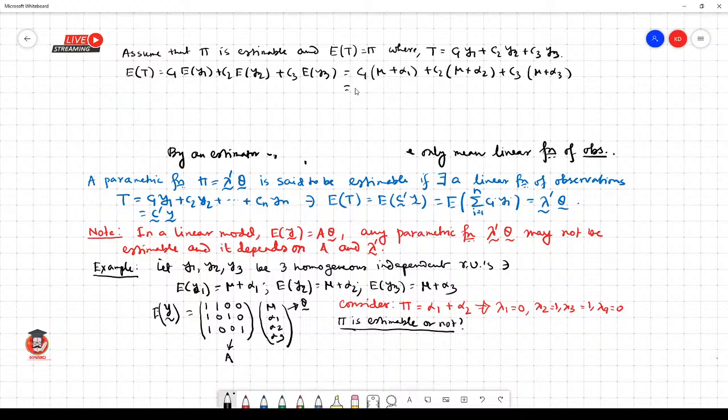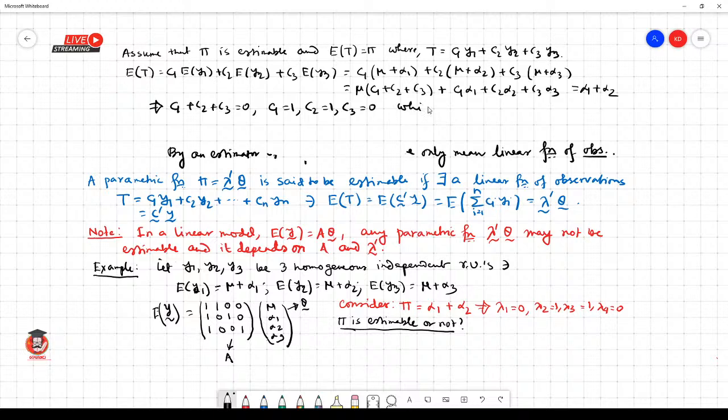Okay, so then mu (c1 plus c2 plus c3) plus c1 alpha 1 plus c2 alpha 2 plus c3 alpha 3. Now since this equals alpha 1 plus alpha 2, this implies c1 plus c2 plus c3 equal to 0, c1 equal to 1, c2 equal to 1, c3 equal to 0, which is impossible, because if you take c1, c2 equal to 1, then this does not imply c1 plus c2 plus c3 equal to 0. Hence T is not, hence pi is not estimable.